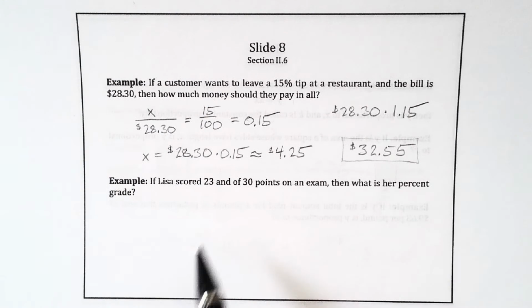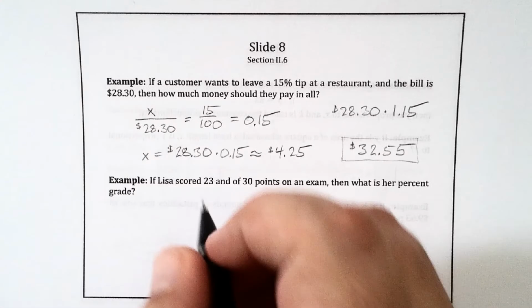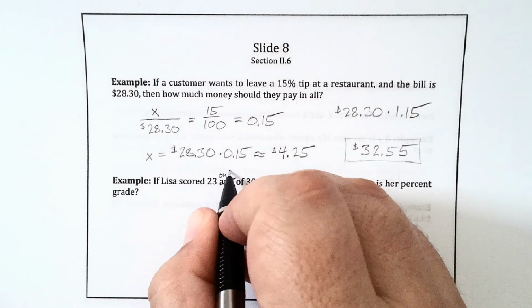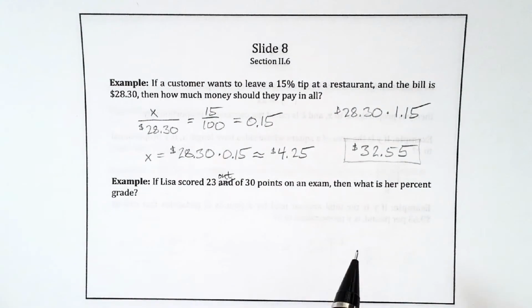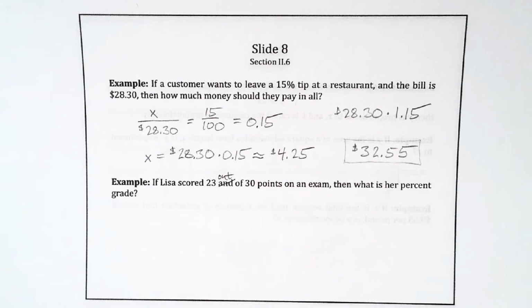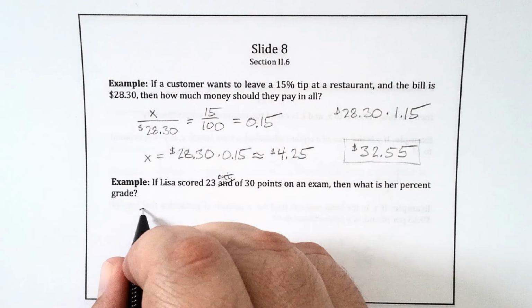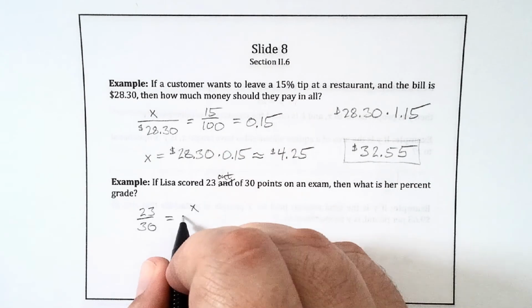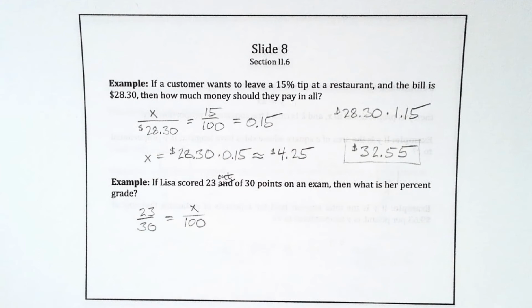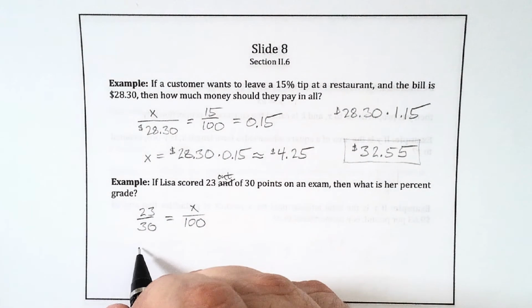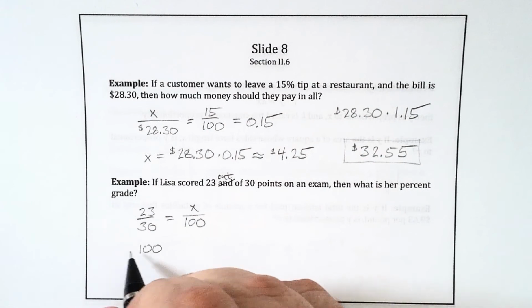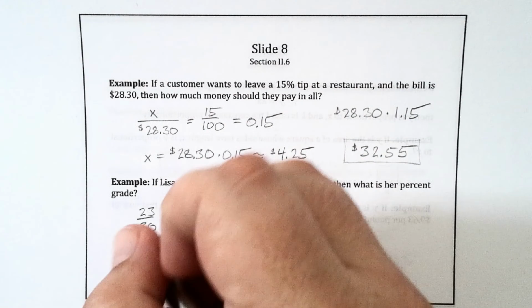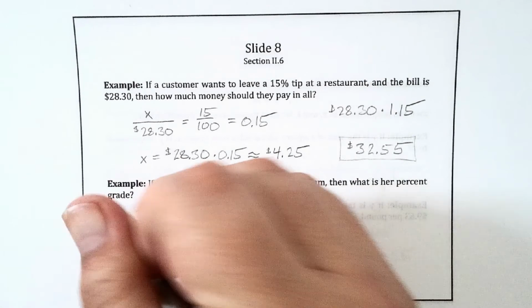Okay, so here's another type of example. If Lisa scored 23 out of 30 points on an exam, what is her percent grade? Well, let's see. 23 out of 30 equals x out of 100. That's x percent. Cross multiply. And I end up with, rather, x equals 100 times 23 over 30.